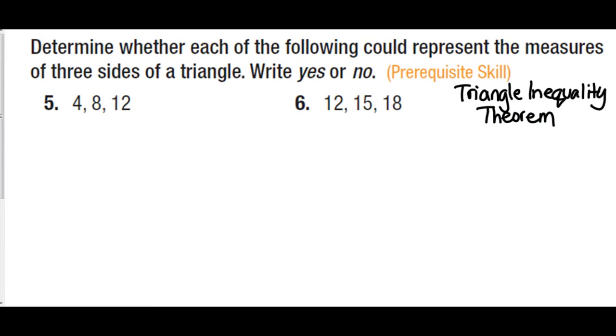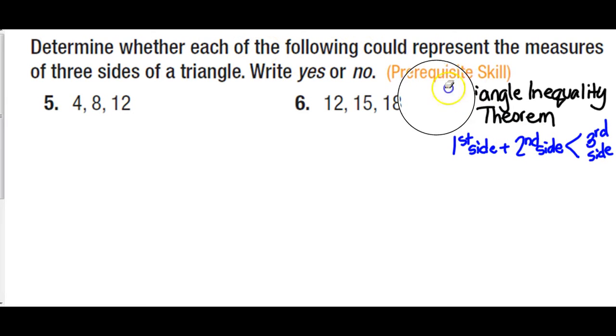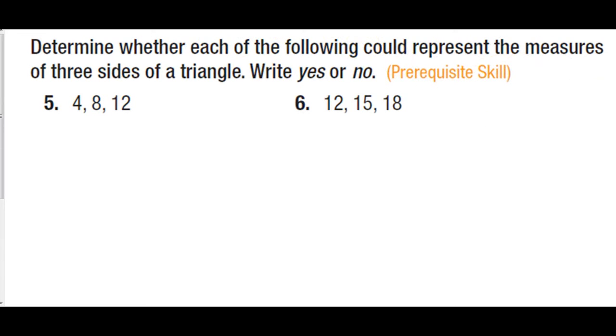And in shorthand, the triangle inequality theorem states first side plus second side has to be less than the third side. So when you add up 2 sides of a triangle, it has to be less than, and I keep saying less than, I don't know why. We need to have prior knowledge of the triangle inequality theorem.